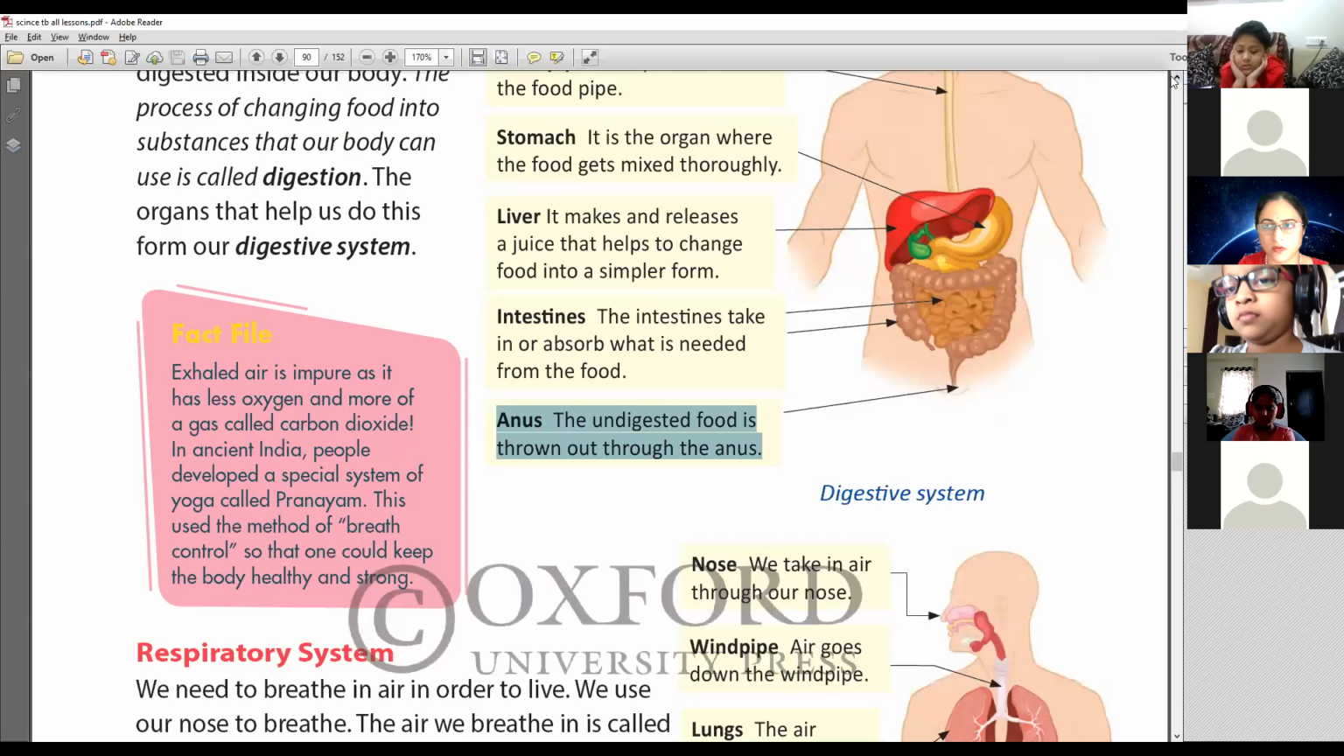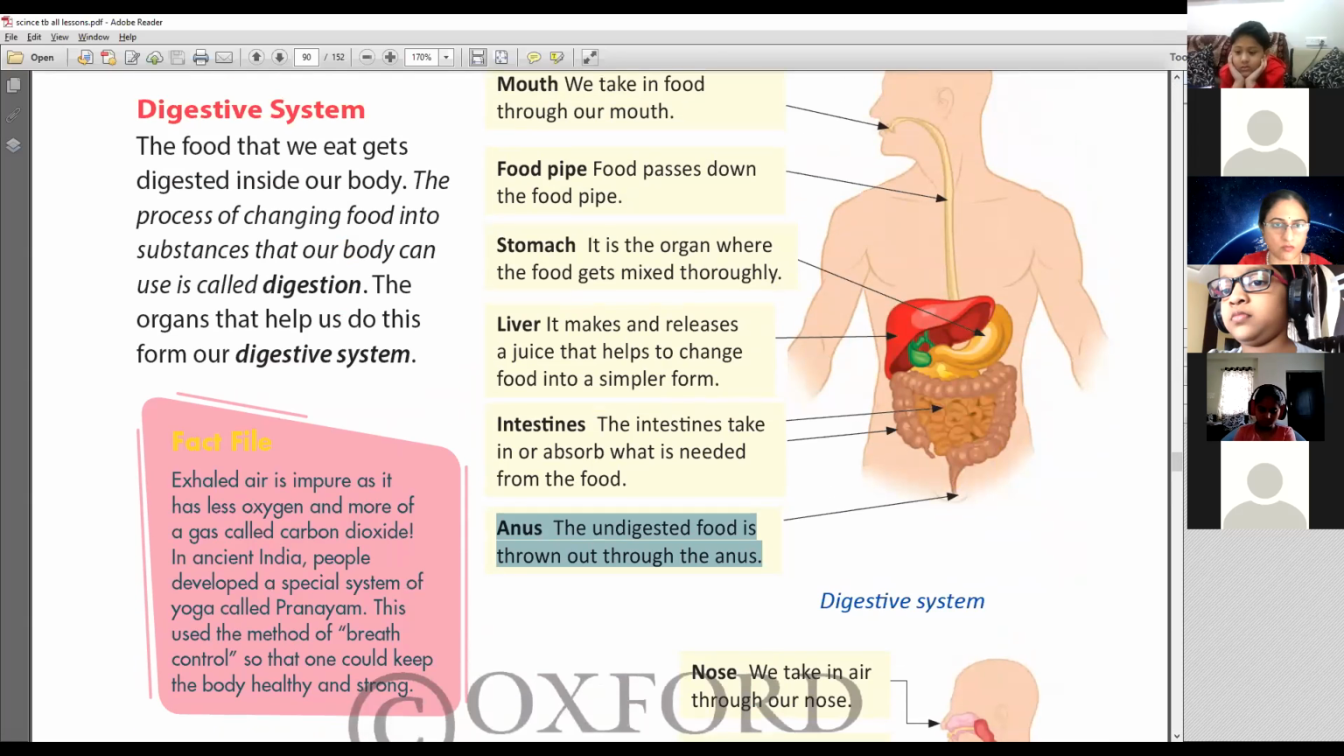Okay, so now food is taken through the mouth. It is passed through the windpipe. First, it is put in the stomach, and liver gives some juices to grind it. Ma'am, you are telling windpipe, ma'am. You are not telling food pipe. Sorry. Food pipe, and the food is passed to the stomach, and the stomach makes it into a thorough mixture. This liver gives some juices so that the food gets into a simpler form.